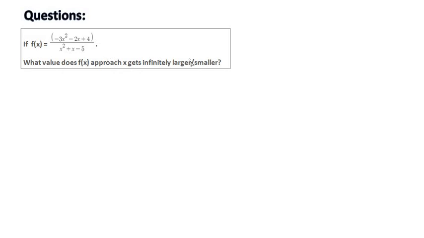For the limits or the end behavior, we care more about the leading terms of the numerator and the denominator. To determine the end behavior of this function, we take the leading terms of both the denominator and the numerator. This is negative 3x squared over x squared. These two cancel out, so the end behavior of this function is at negative 3. I mean f of x approaches negative 3 as x gets infinitely larger or smaller. Let's prove this by graphing the function.